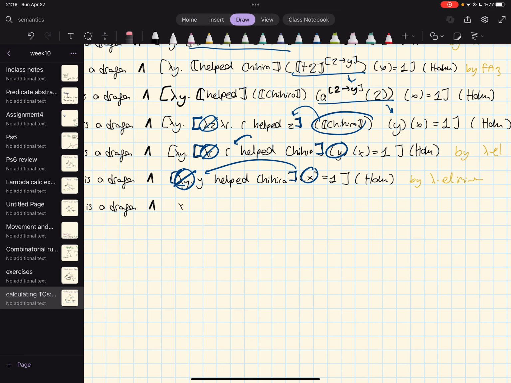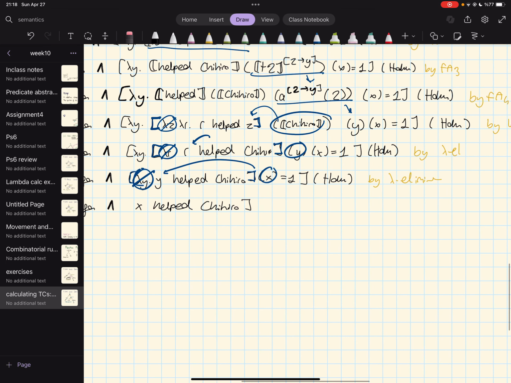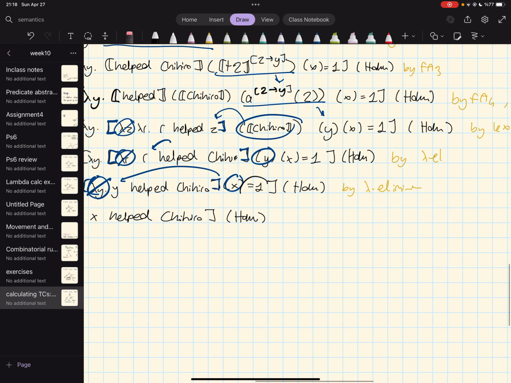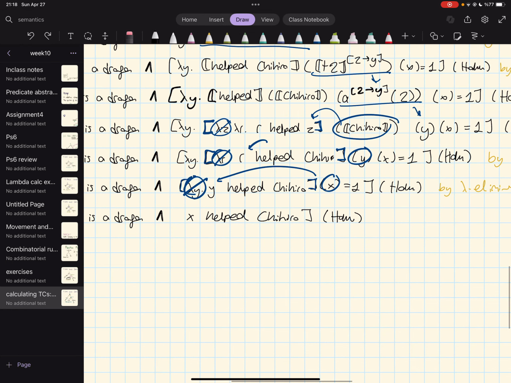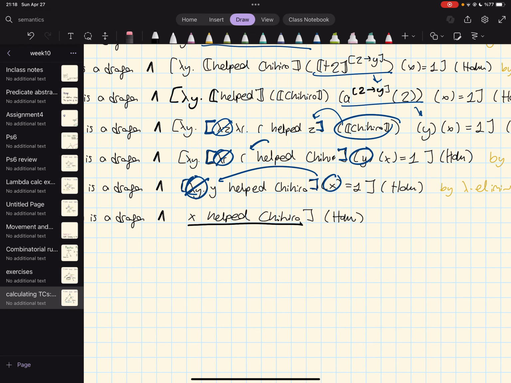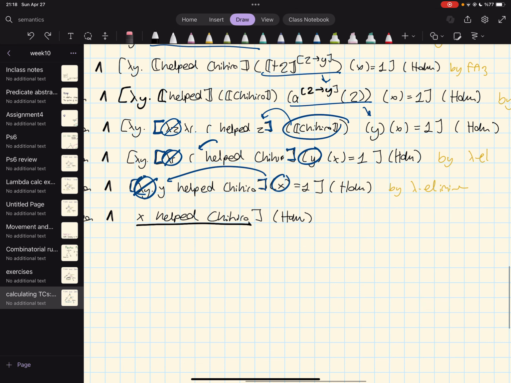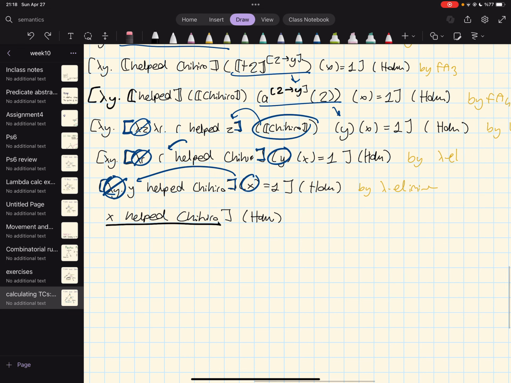X helped Chiro. And then I have my last argument, which is Haku. The reason why I'm no longer writing this denotes 1 is because I expressed it in here: x helped Chiro turned into a sentence. Therefore, we understand that it already denotes 1 if x helped Chiro. So this is the reason why I no longer write that denotes 1. So this was also done by lambda elimination.